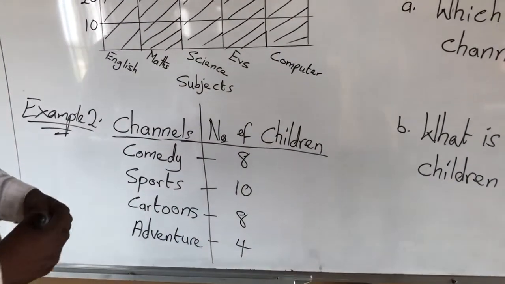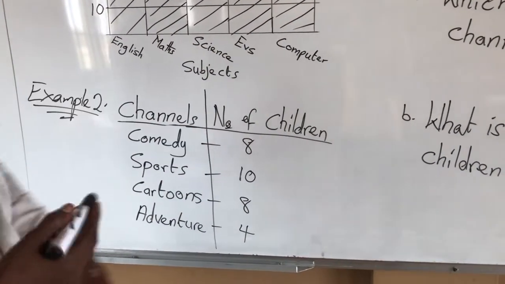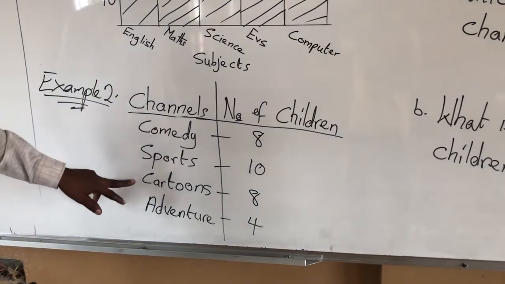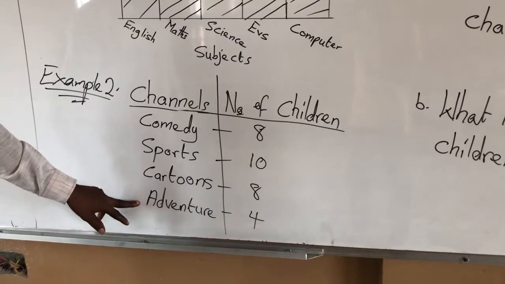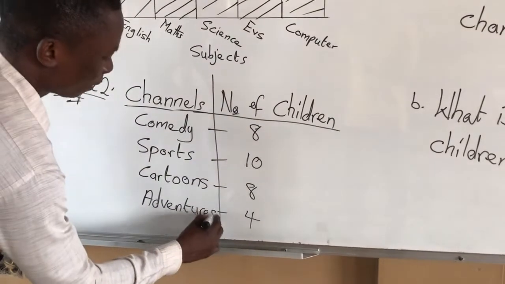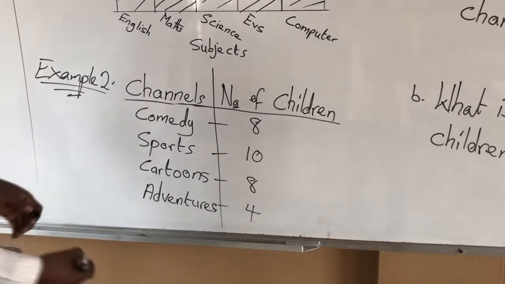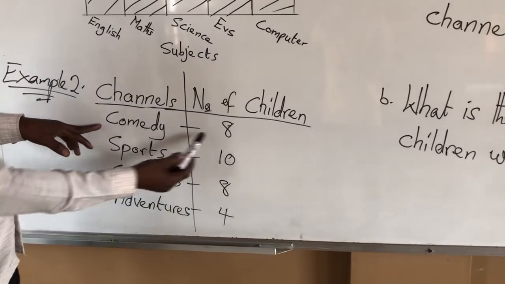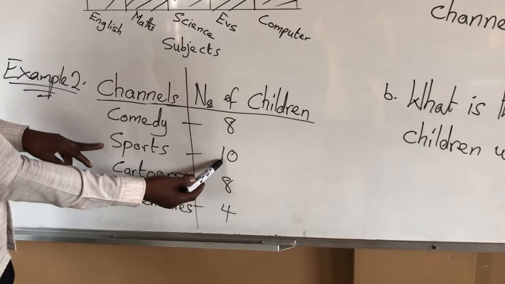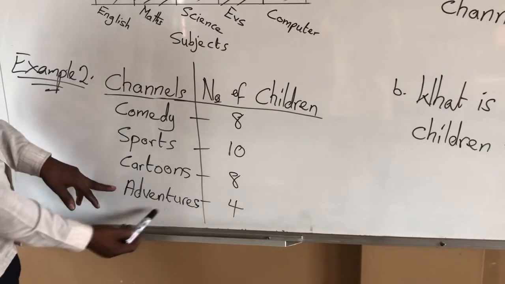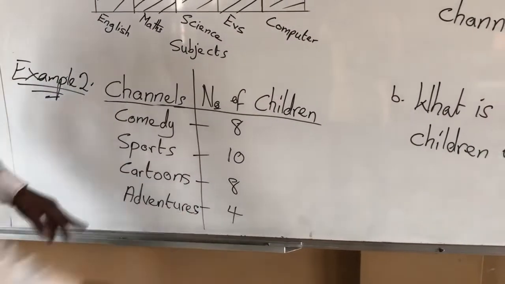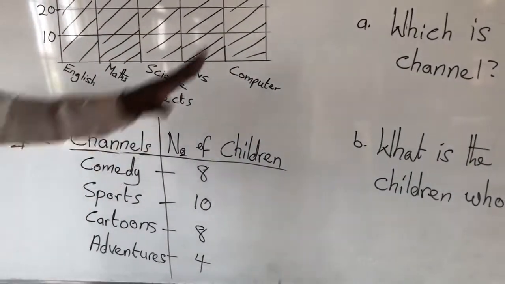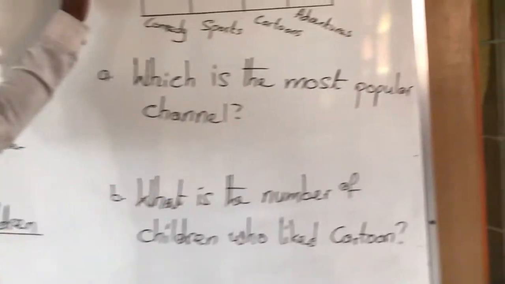Alright, we have channels and the number of children who like watching those channels. We have comedy, sports, cartoon, adventures. Let's quickly look at the number of children. We have comedy to be 8, sports 10, cartoons 8, and adventures 4. And we are still going to represent this on our graph here.